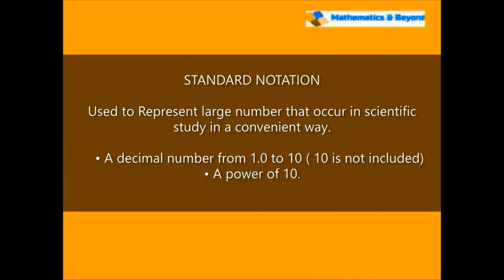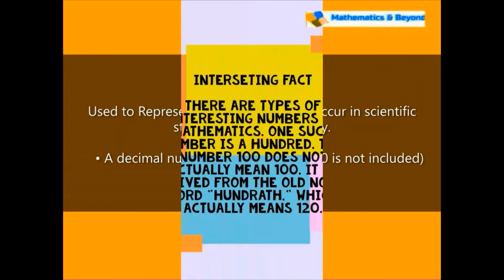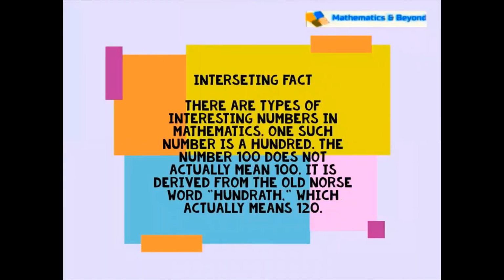I hope you all liked it, but we are going to discuss a very interesting fact: there are many types of interesting numbers in mathematics. One such number is 100. The number 100 does not actually mean 100. It is derived from the Old Norse word, which is 100, which actually means 120.